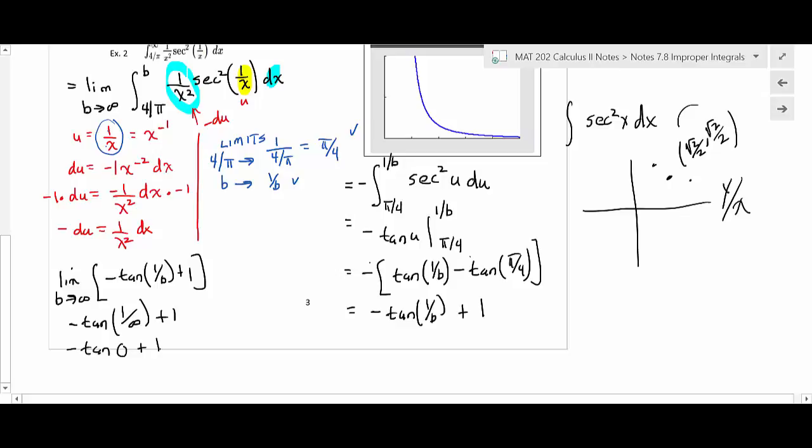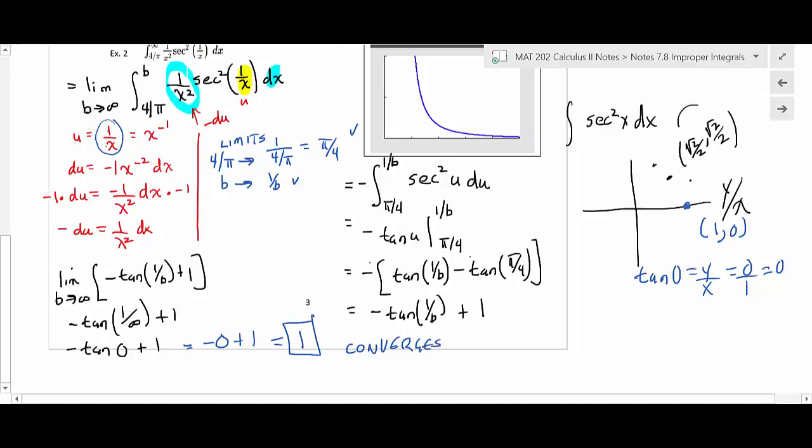If you look at a unit circle at 0 radians, you have the point 1, 0. So what's the tangent of 0, since it's y over x? That's 0, right? So what you would get then is negative 0 plus 1. So the answer to that improper integral is 1. That does mean it converged to some specific point.